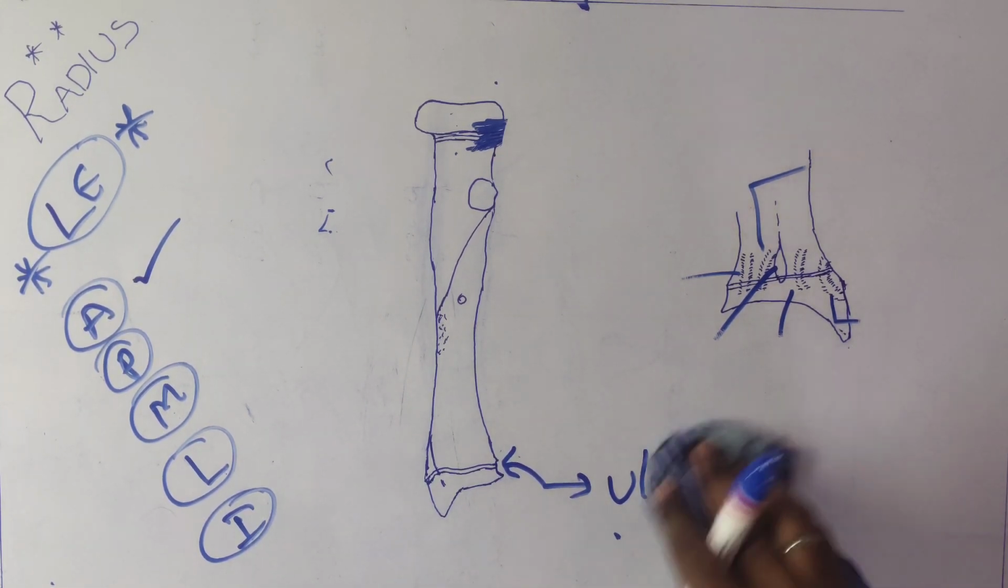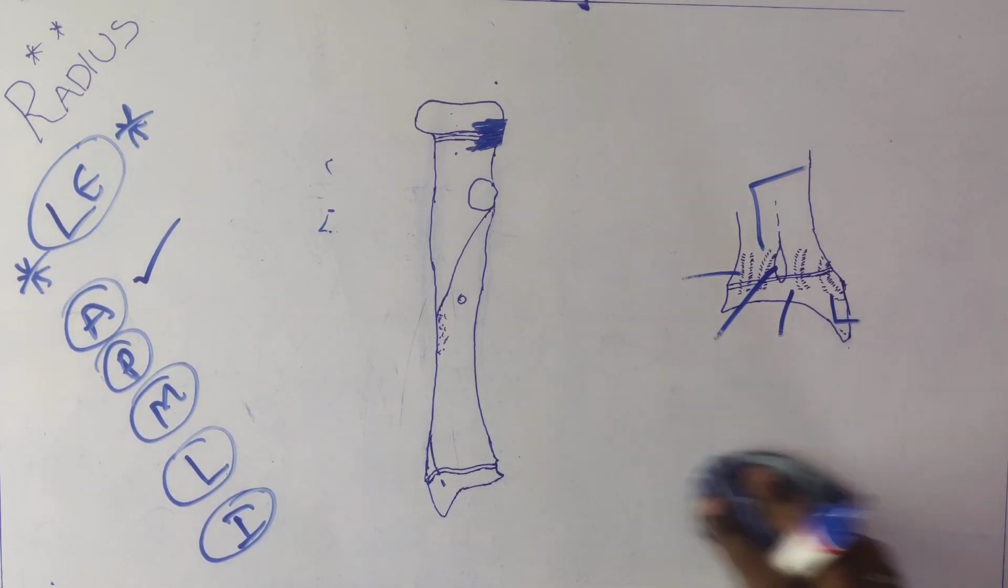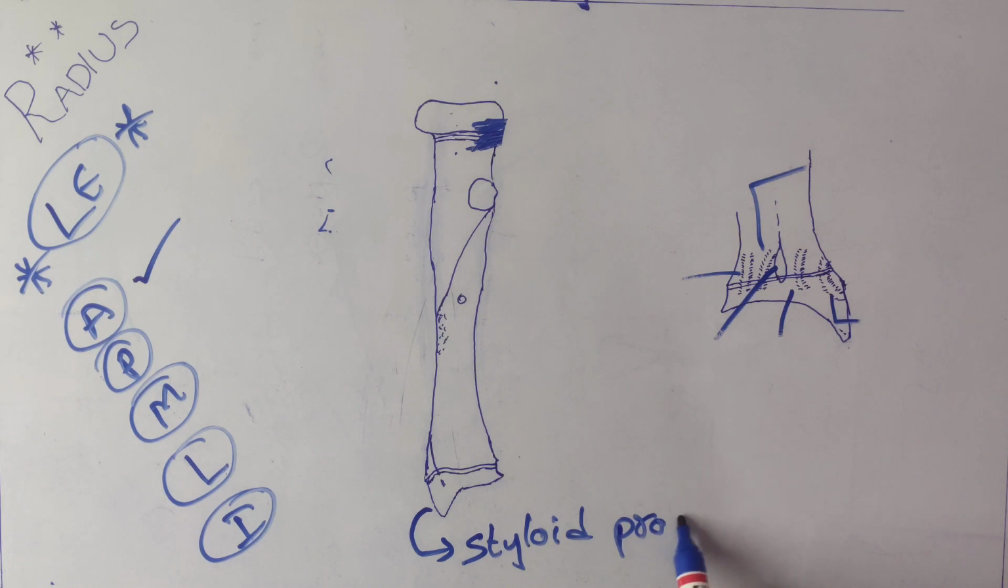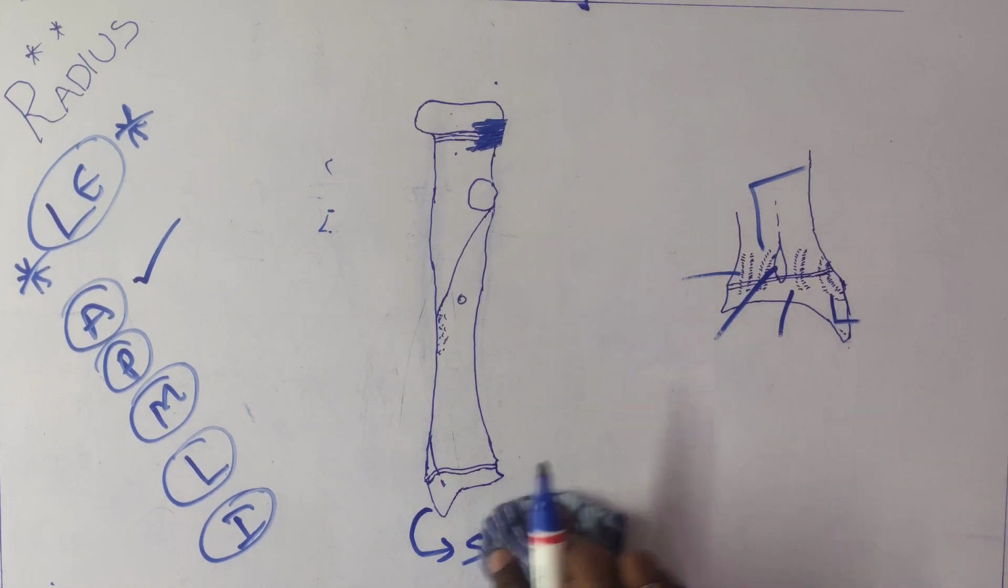This is all about the medial surface: only one point, the ulnar notch. And at the lateral surface there is the styloid process, which is placed at the lateral surface and lower end of the radius. On the medial surface there is the ulnar notch, and on the lateral surface there is the styloid process.